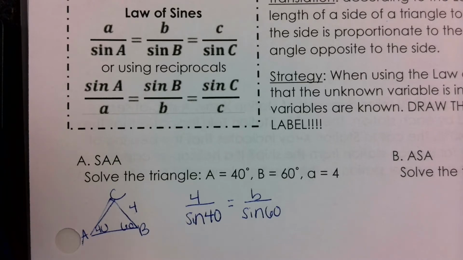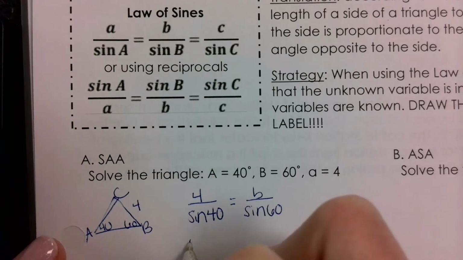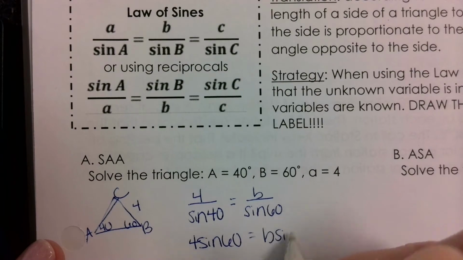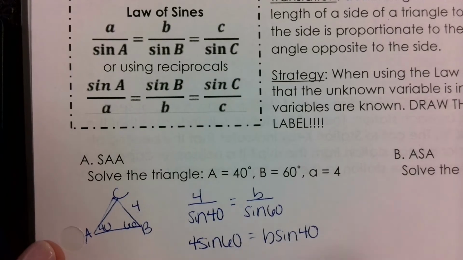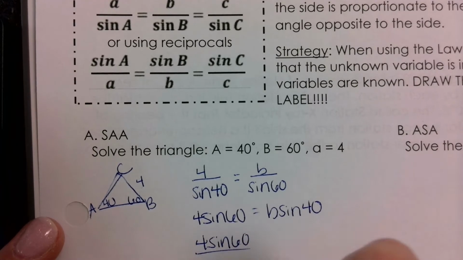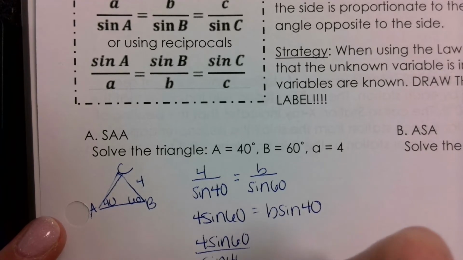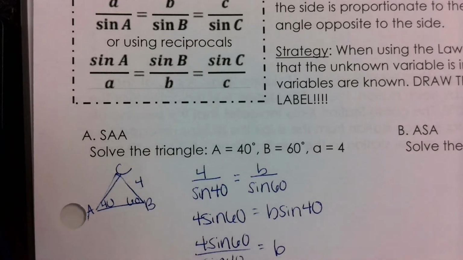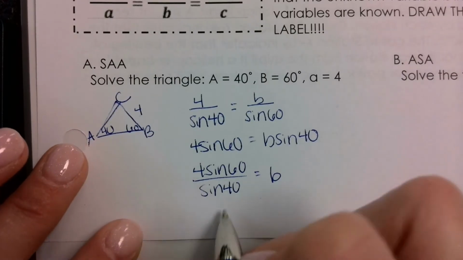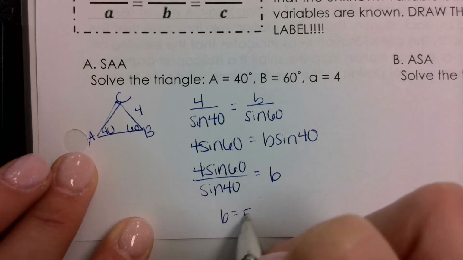Alright, so cross multiply to solve that. So 4 times sine of 60, and then I'll write this one out, but then probably not after this. 4 times sine of 60 equals b times sine of 40. So then to get b by itself, you're doing 4 times sine of 60 over sine of 40. And you can type that straight in your calculator, and what do you get? Yep, so side B is going to be 5.4.